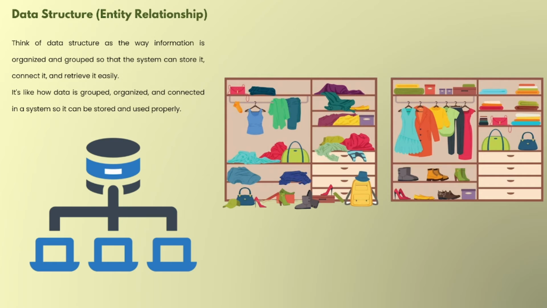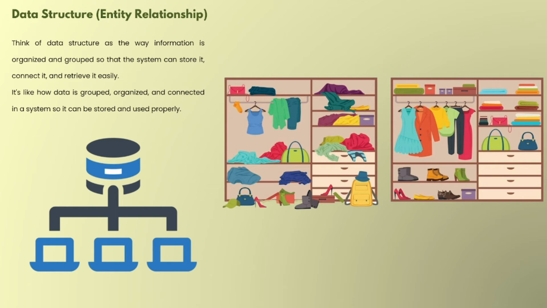It's like how data is grouped, organized, and connected in a system so it can be stored and used properly. To get it more easily, just imagine a well organized cupboard, with shirts in one section, pants in another, socks in a drawer. In the first picture you can see everything is messed up, and in the second picture everything is properly maintained. Let us imagine I want socks. From where is it more appropriate to get the socks in a minimal amount of time and without any hassle? You can easily say the organized cupboard, from where it is very easy to pick the socks.